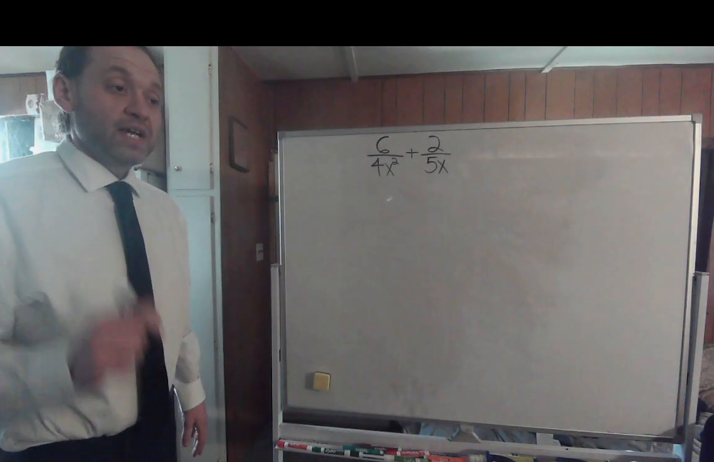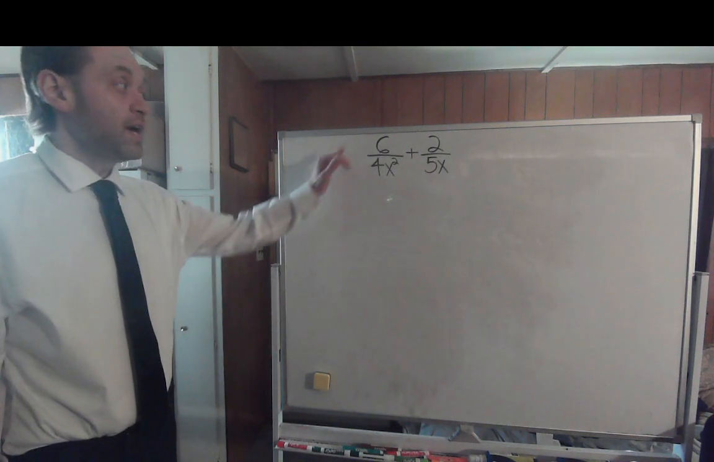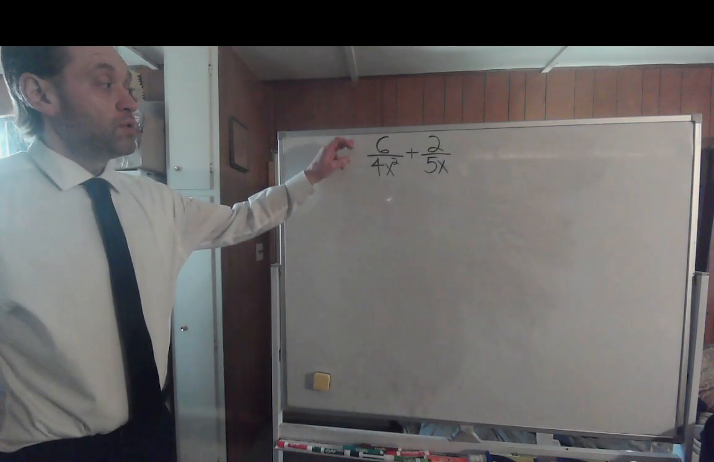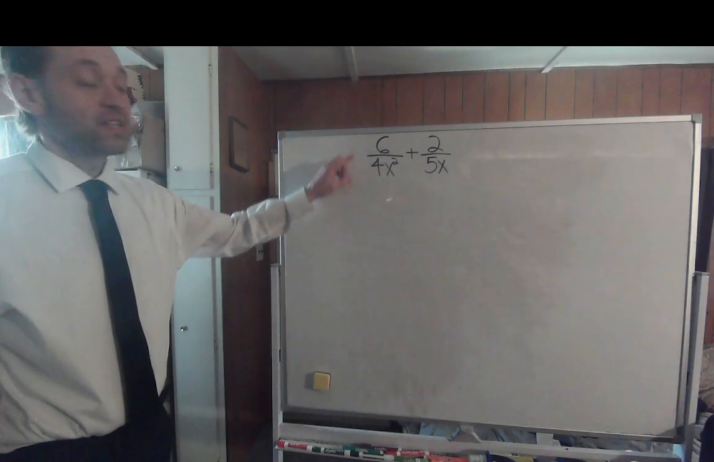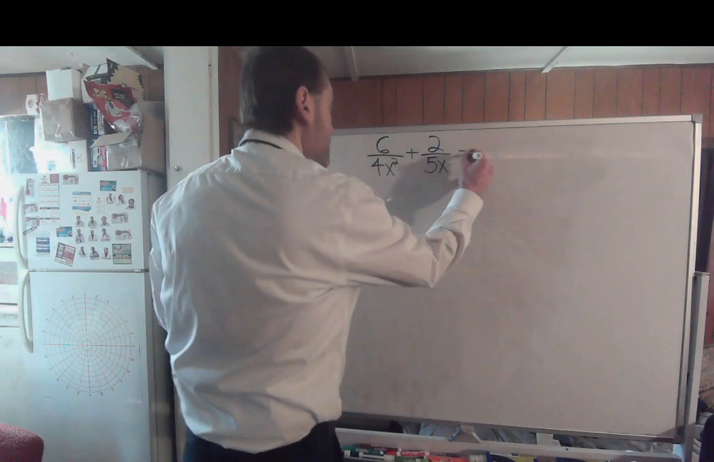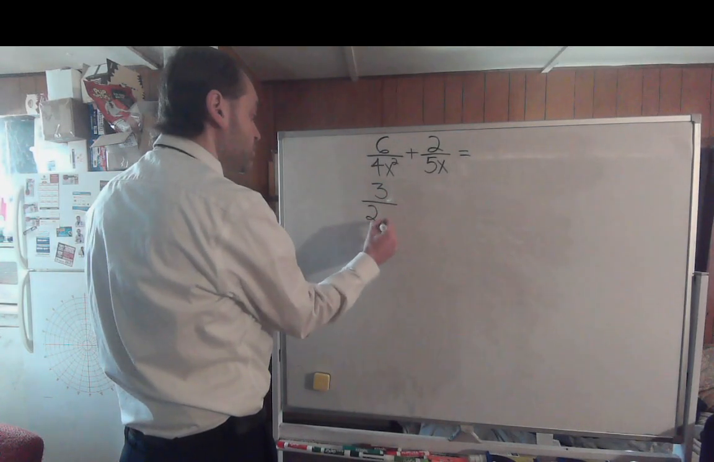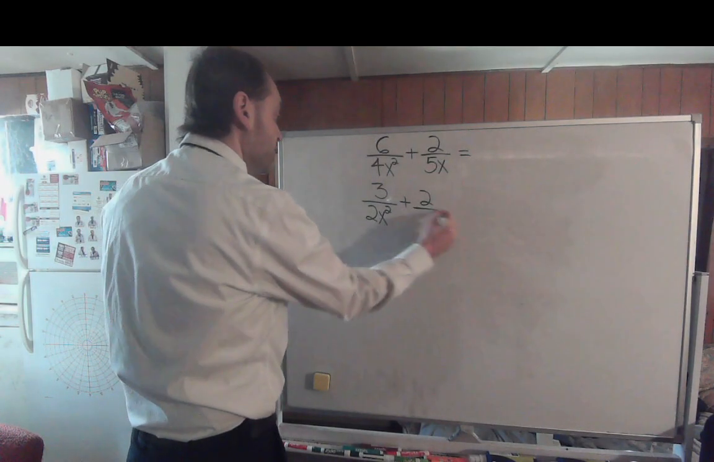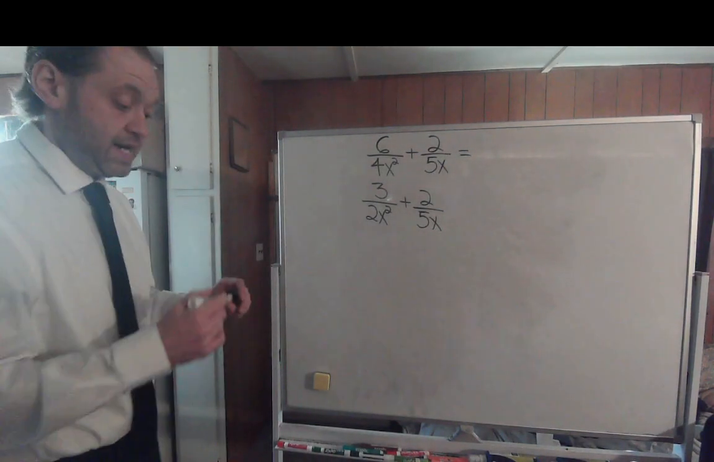What you can do to help yourself to reduce your least common denominator is look for anything you can simplify right out the gate. Well, in your first term, 6 over 4x squared, 6 and 4 both have a common factor of 2, don't they? You could simplify this down to 3 over 2x squared plus 2 over 5x. That'll reduce the least common denominator that you need.